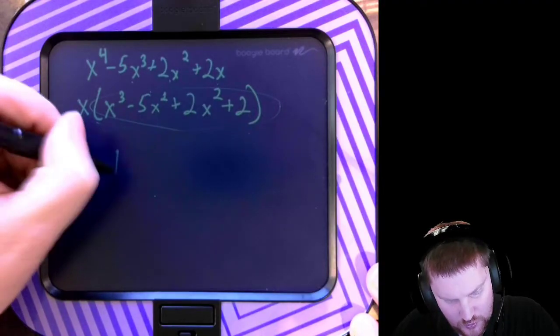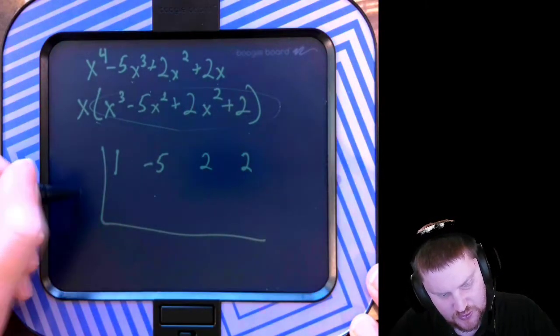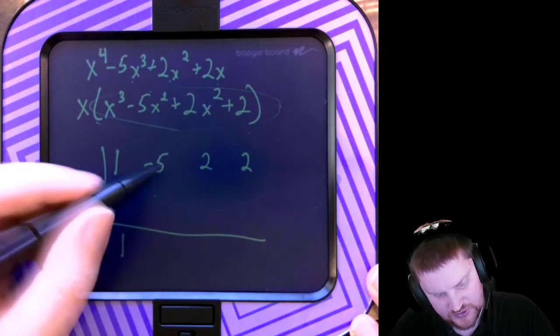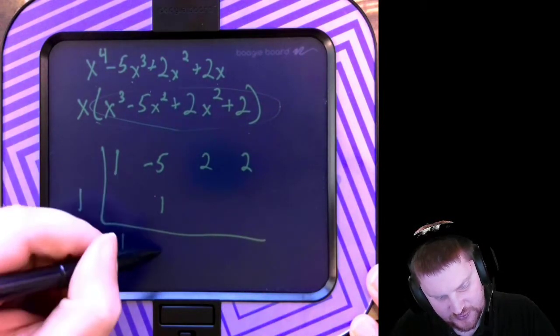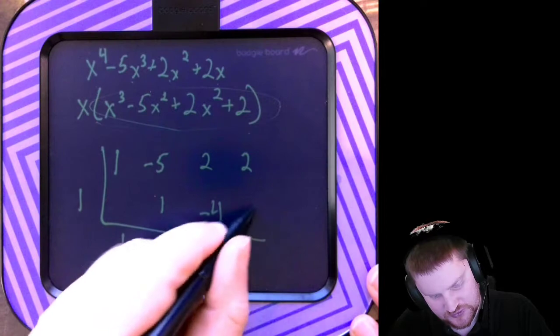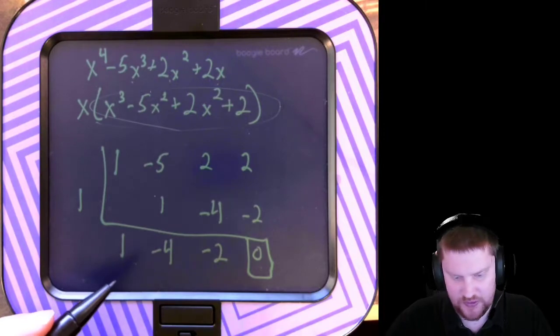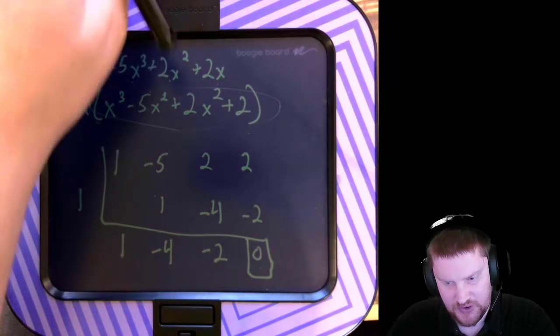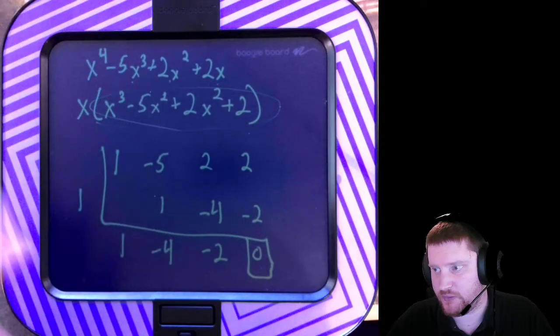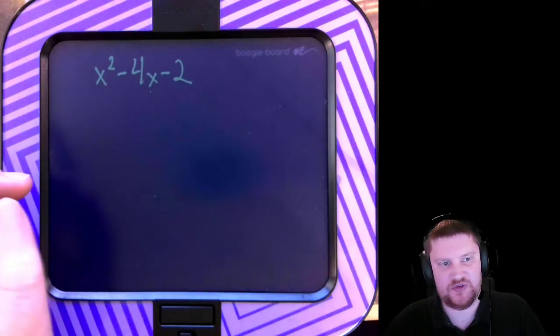So we have 1, negative 5, 2, 2, dividing by 1. 1 drops down, 1 times 1 is 1, negative 5 plus 1 is negative 4, negative 4 becomes negative 2, negative 2 goes to 0. So we end up with x squared minus 4x minus 2. And now we have to use the quadratic formula to simplify this.